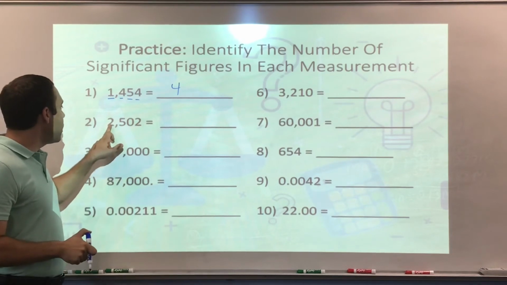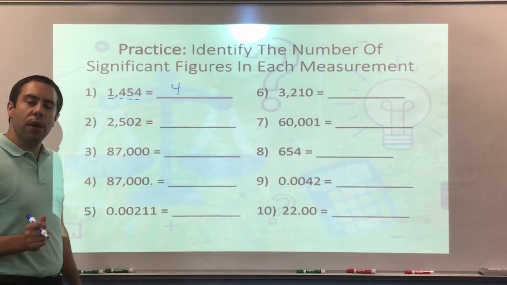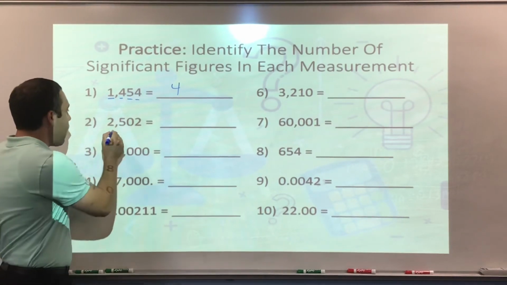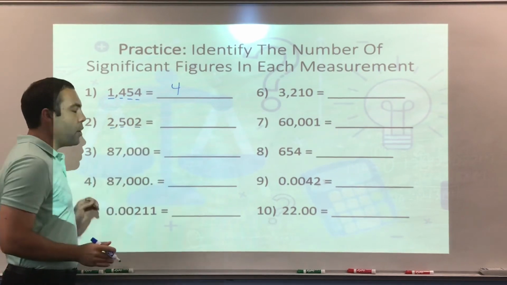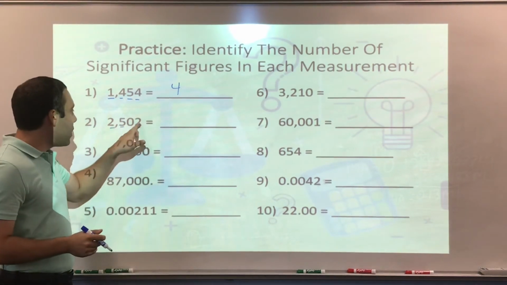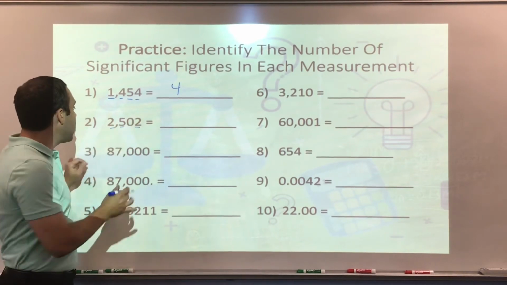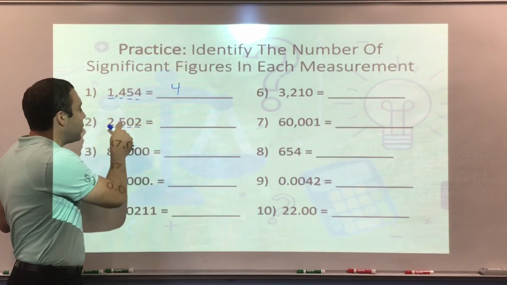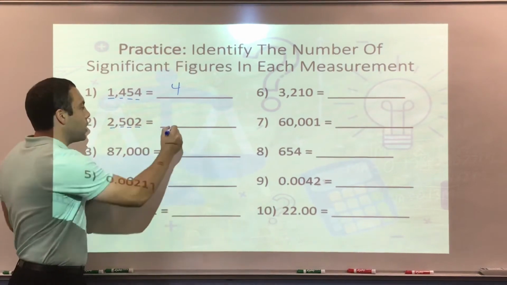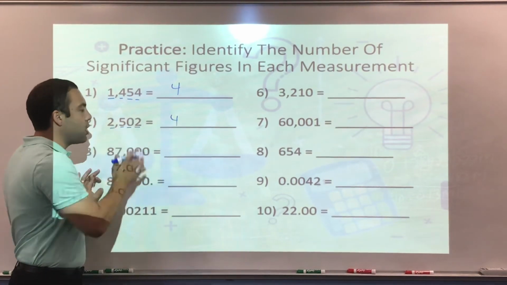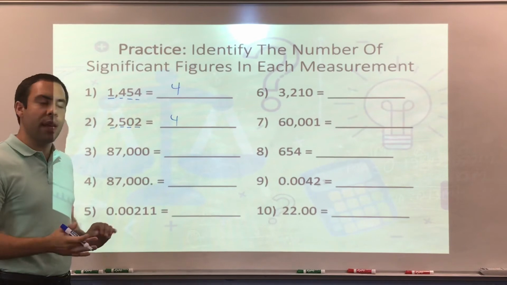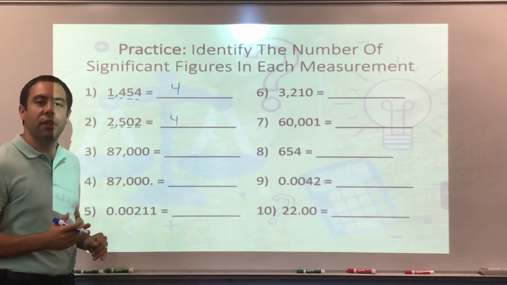For question 2, looks like rule number 2, the sandwich rule. We have the 2, the 5, and the 2, and in between the 5 and the 2, we have the 0 sandwiched in between. So once again, 1, 2, 3, 4, we have 4 significant figures because the 0 is going to be significant, sandwiched in between the 5 and the 2.